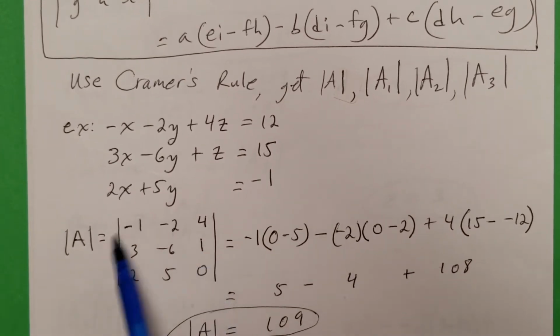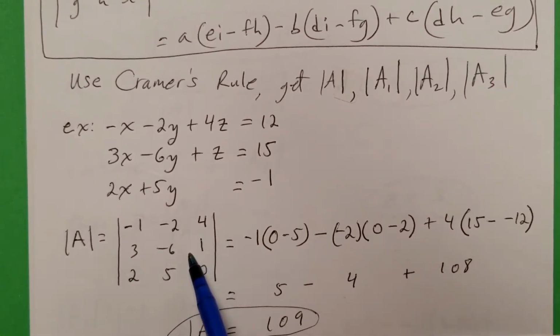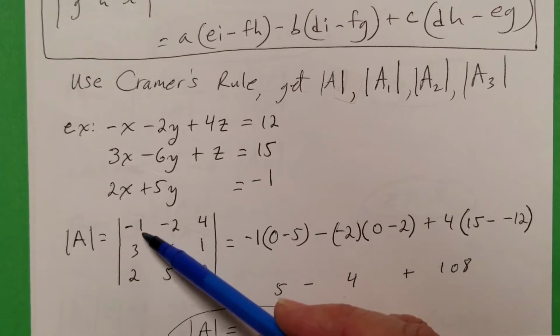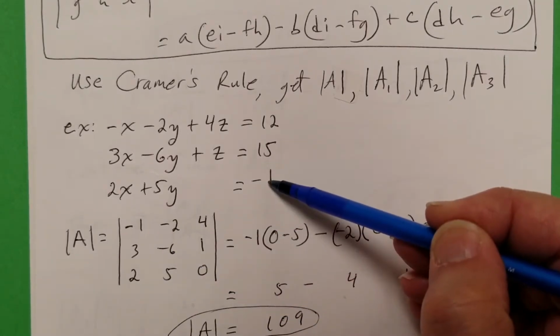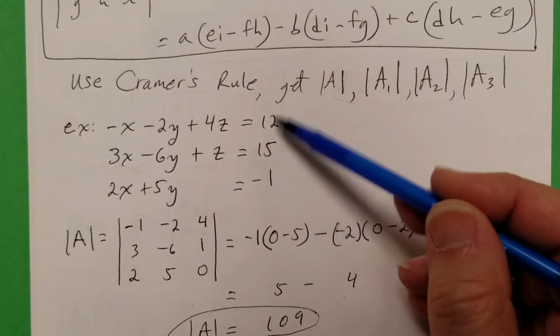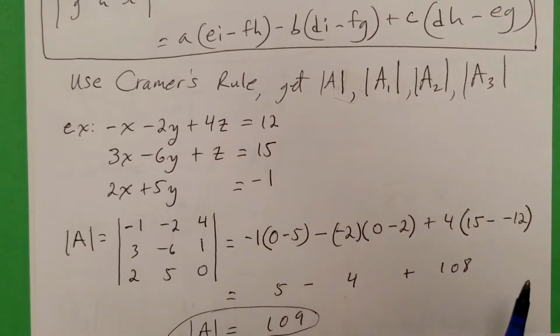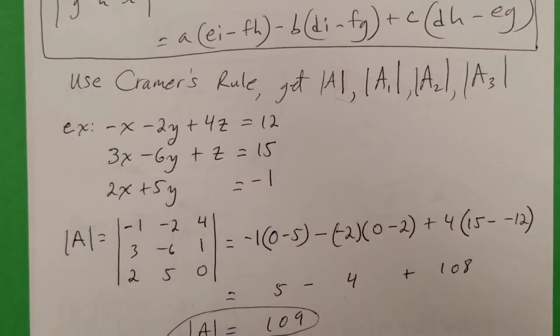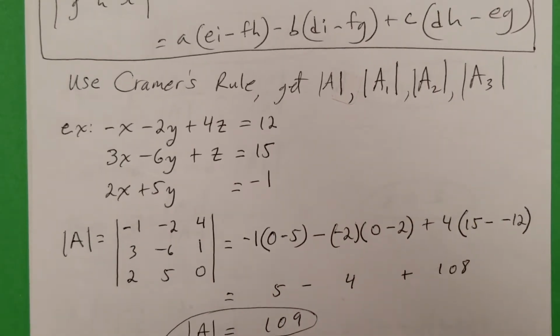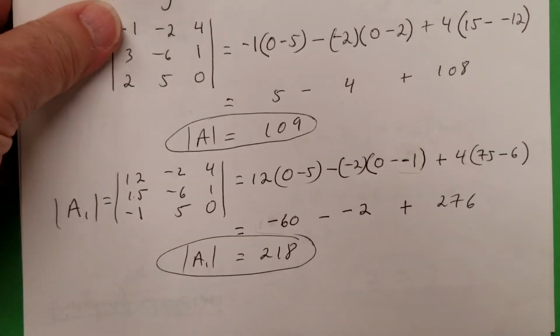That's when you take the same A, but you replace the first column with this, which we refer to as the B matrix in the other lesson, right? So I'm going to replace this with 12, 15, 1. There it is, 12, 15, 1.